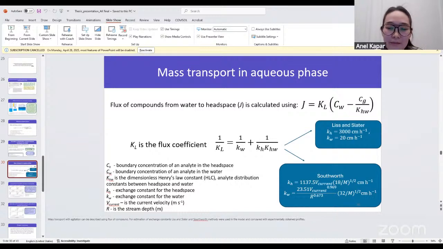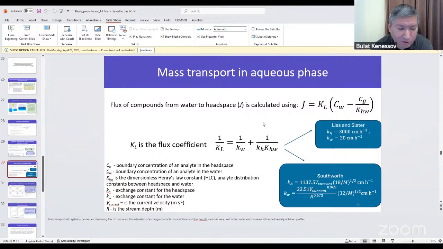Decreases. Why? Because flux is proportional to KL. Sorry, flux also decreased because one is changed. Flux, because KL can be proportional to the velocity, the stirring speed.